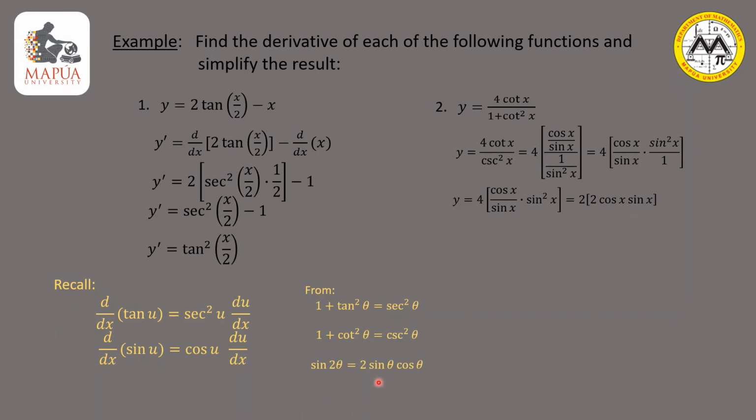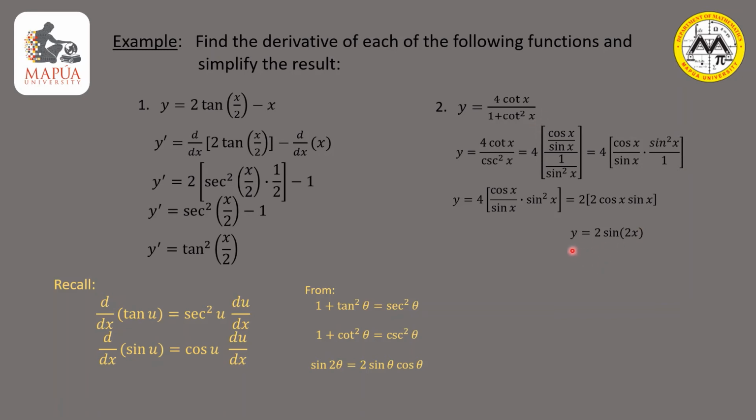Now, we have this identity. We have 2 sine theta cosine theta equal to sine of 2 theta. So that this particular function y can now be simplified further to just y equal to 2 sine of 2x. Now, having written y this way, it is easier to differentiate compared to differentiating a fraction.